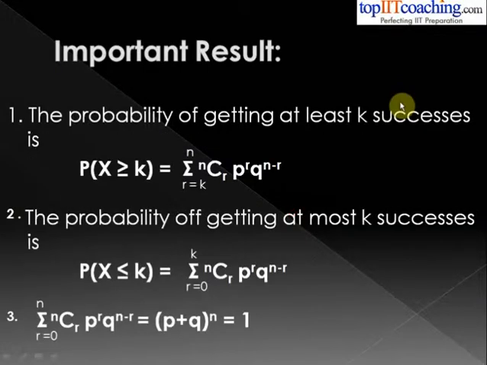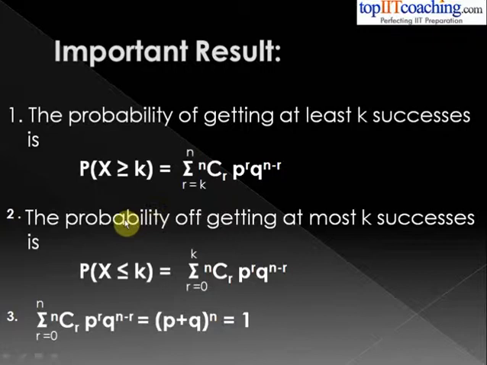Now let's see some of the very important results regarding the binomial distribution. The first is the probability of getting at least k successes, P of X greater than or equal to k, which is equal to the summation of nCr into P to the power of R into Q to the power of n minus R, where R varies from k to n. Thus, if we want to calculate the probability of at least k successes, here the random variable varies from k to n. So this would be equal to the summation of nCr into P to the power of R into Q to the power of n minus R from R equal to k to n.